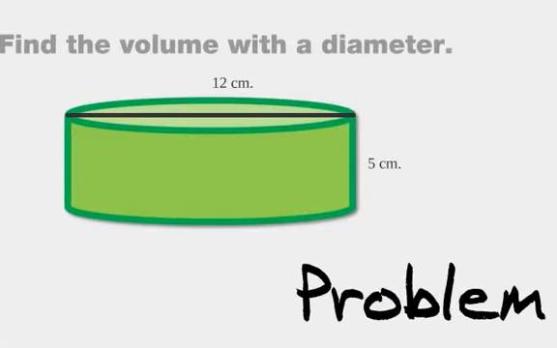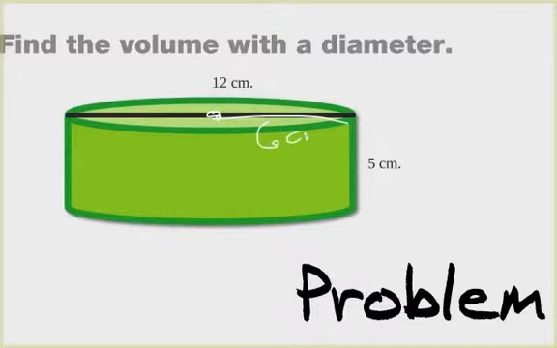Alright, would you find the volume now with the diameter? Wait a minute. It's really not that much different, is it? You've got 12 as the diameter. Well, cut that in half, and that gives you 6. So from here to here is 6 centimeters. So pi r squared, so pi times 6 squared times 5 gives me 36 times 5, which would be 180 pi centimeters cubed.